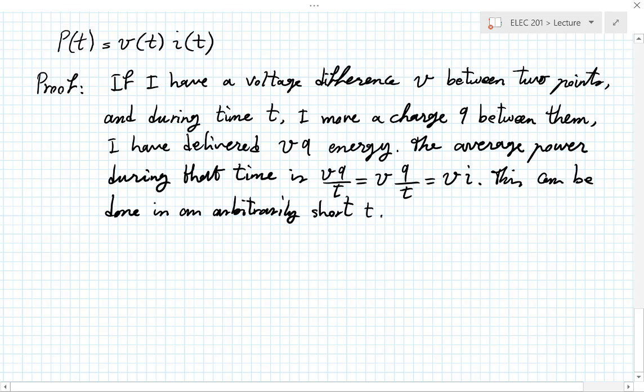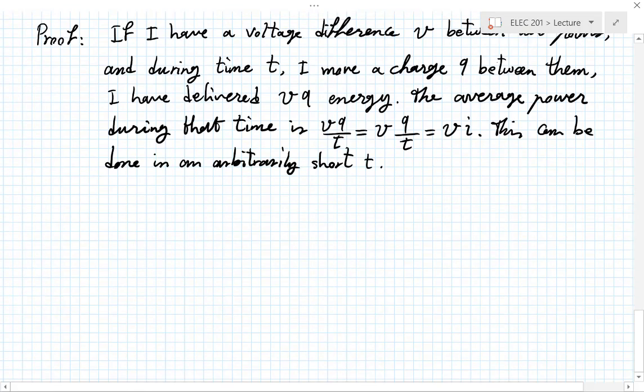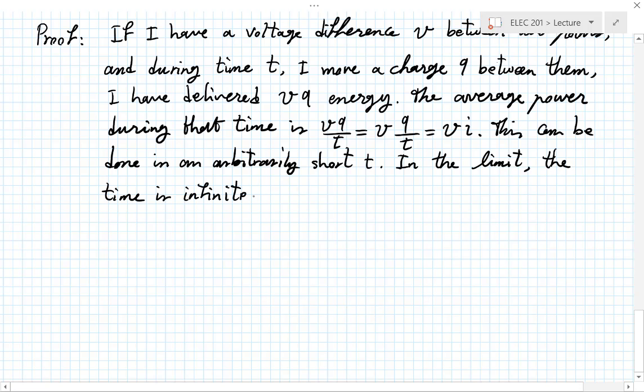So that t does not have to be a very long time. It can, in fact, be an extremely small, an infinitesimal time. So it could be a dt, basically. So in the instantaneous sense, the way to think about it is in the limit the time over which we did this exercise is infinitesimal. So it's dt.